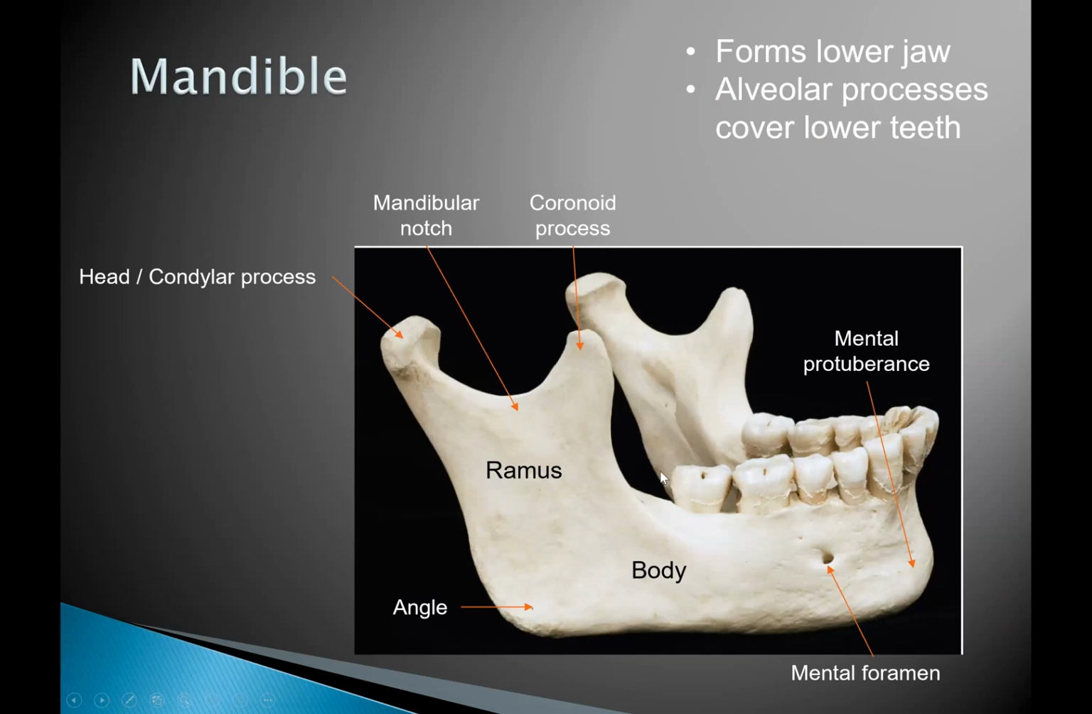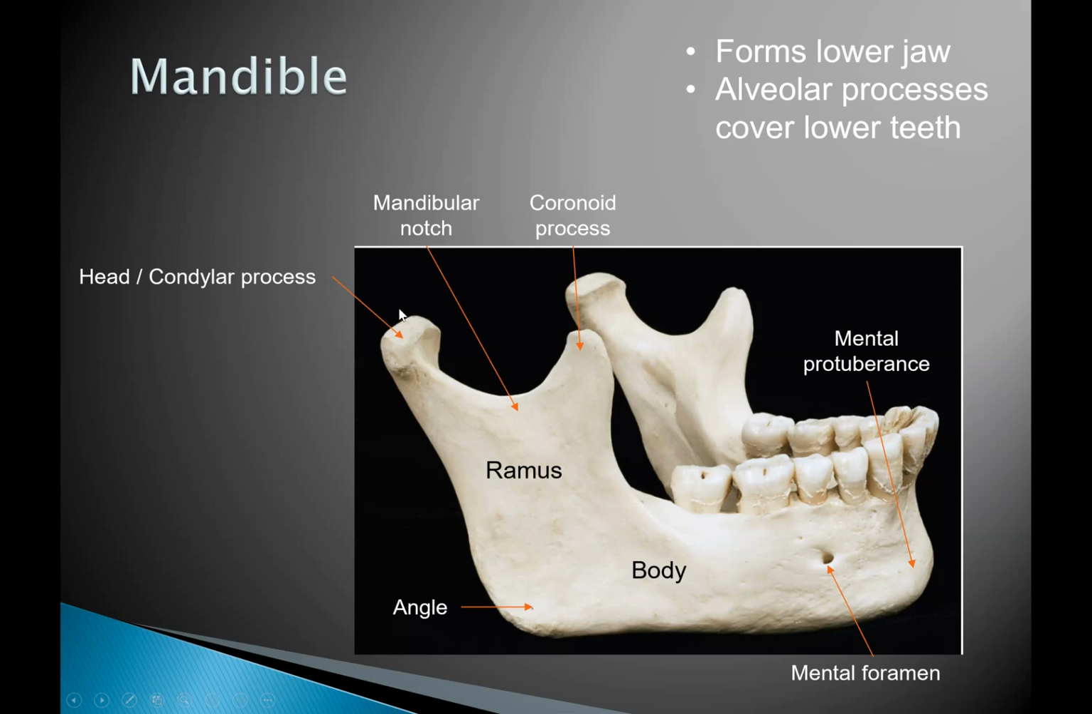Lower jaw, that's the mandible. You've got alveolar pockets covering your lower teeth. Here's the body of the mandible, and an arm that comes up called the ramus.